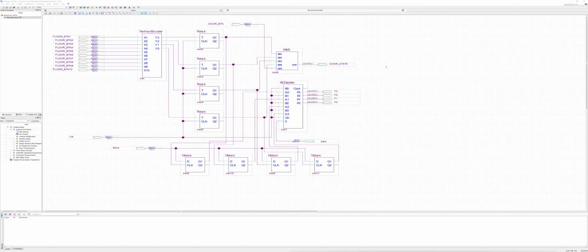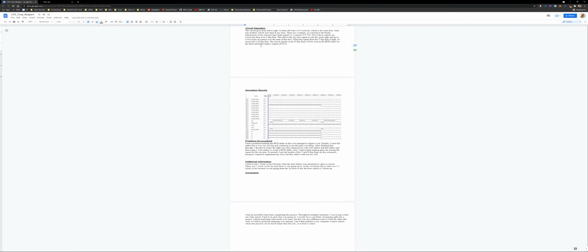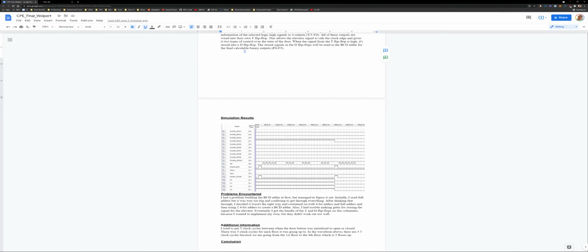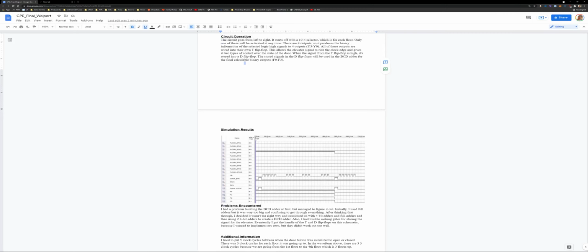All of the outputs are wired into their own T flip-flop. This allows the elevator signal to ride the clock edge and gives it 2 types of control over the state of the door. When the signal from the T flip-flop is high, it's stored into a D flip-flop. The stored signals in the D flip-flops will be used in the BCD adder for the final calculable binary outputs. And so the simulation results are right here.